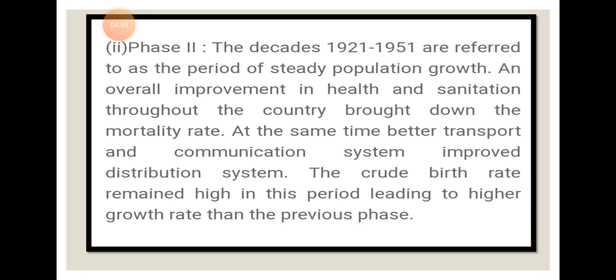Now phase 2, between 1921 and 1951, is referred to as the steady population growth stage, because at this time overall improvement in health and sanitation throughout the country brought down the mortality rate. Birth rate was high, but the mortality rate was low. At the same time, because of the better transport system, communication system, and an improved public distribution system, the birth rate remained high. Due to the high birth rate and low death rate, we can see a high growth rate of population.